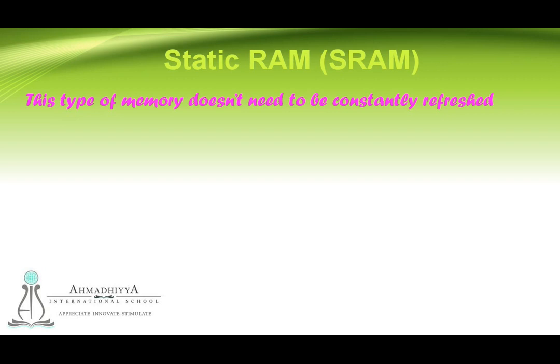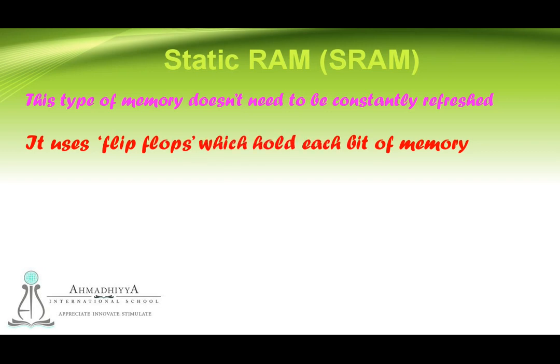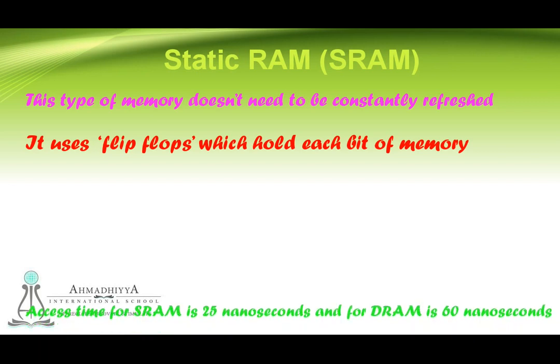What is meant by flip-flop? A flip-flop is nothing but an electronic circuit with two stable states that can be used to store binary data in the form of zeros and ones. And also when we compare SRAM and DRAM, SRAM is much faster than the DRAM. The access time for SRAM is 25 nanoseconds, and for DRAM it is 60 nanoseconds.